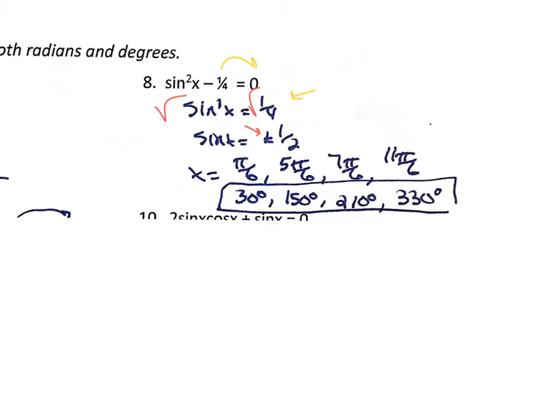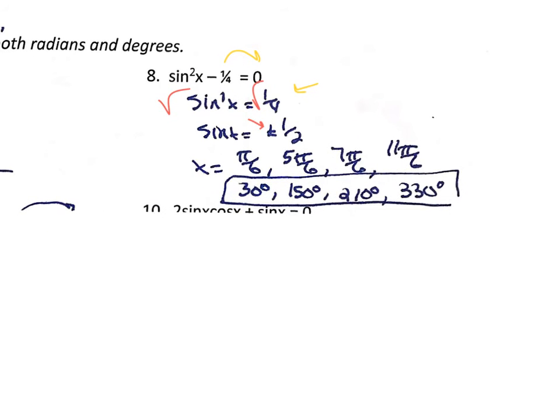I need every quadrant where sine is 1/2 or where y is 1/2. And that happens at all the pi over 6s. So I put all the pi over 6s: 1 pi over 6, 5 pi over 6, 7 pi over 6, 11 pi over 6. Change them all to degrees. All there is to it.